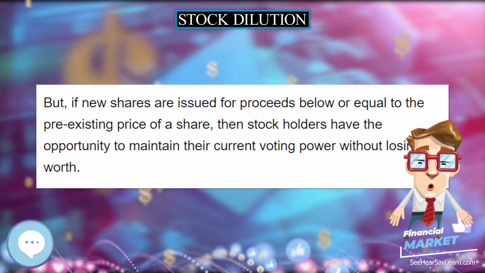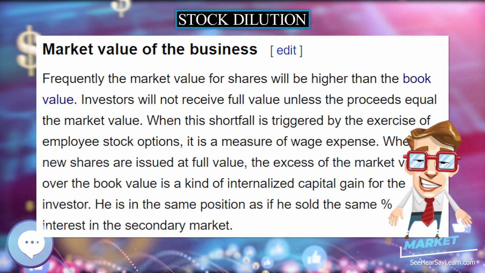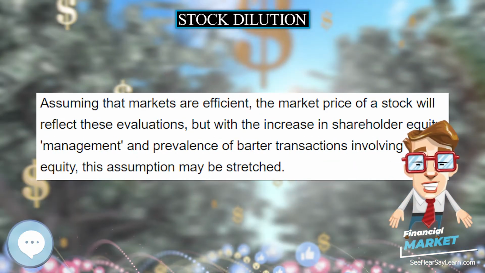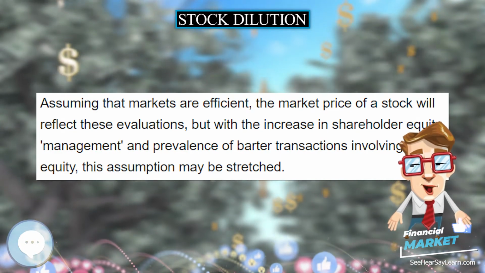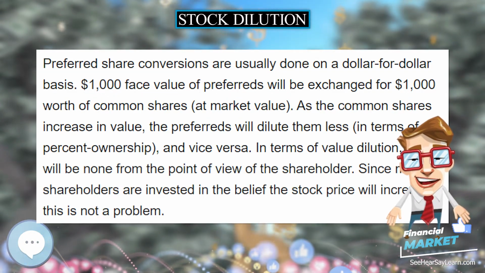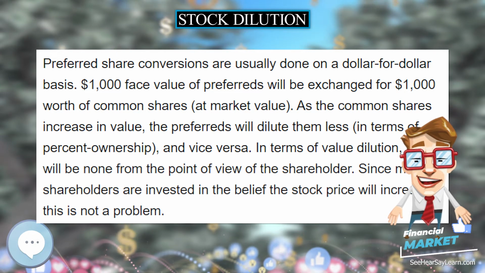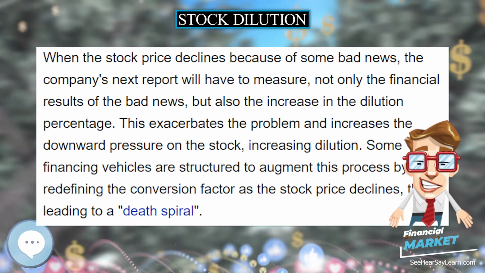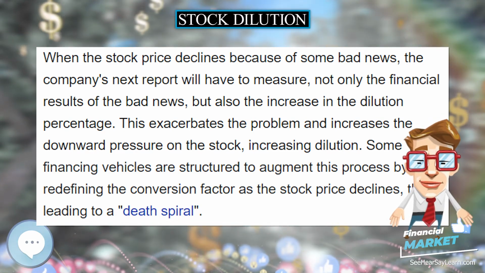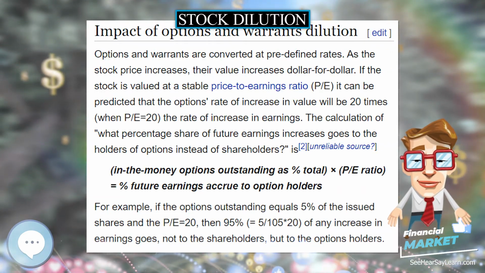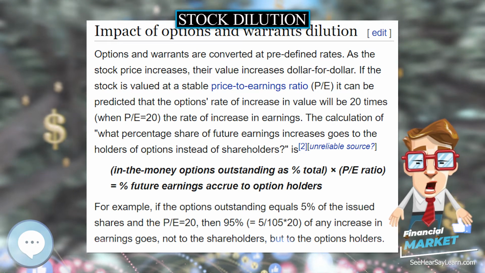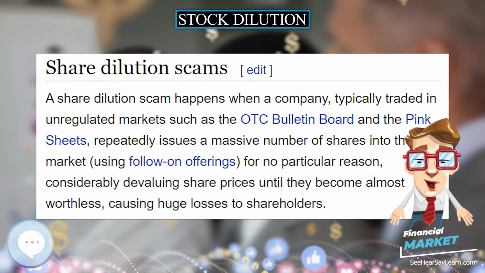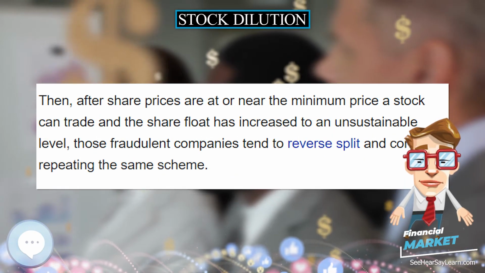Preferred share conversions are usually done on a dollar-for-dollar basis. $1,000 face value of preferreds will be exchanged for $1,000 worth of common shares, at market value. As the common shares increase in value, the preferreds will dilute them less, in terms of percent ownership, and vice versa. In terms of value dilution, there will be none from the point of view of the shareholder. Since most shareholders are invested in the belief the stock price will increase, this is not a problem.